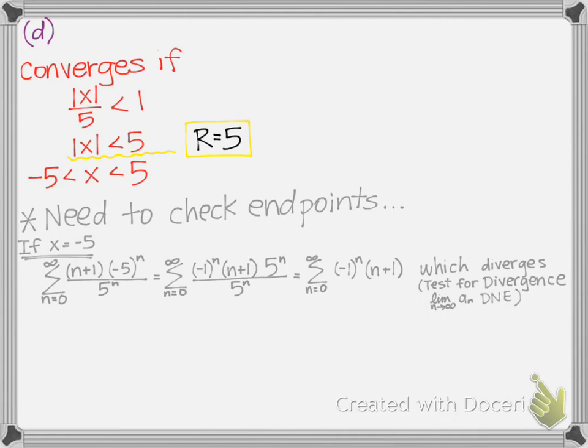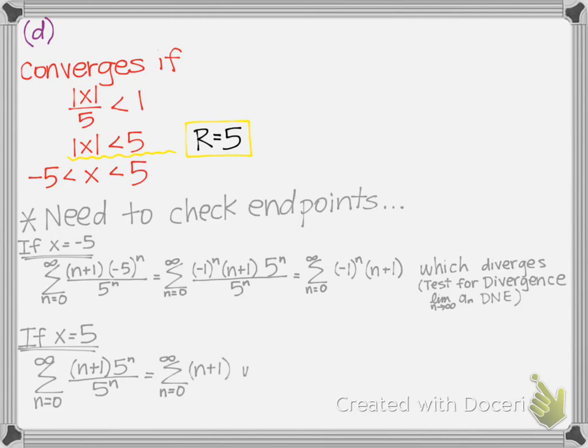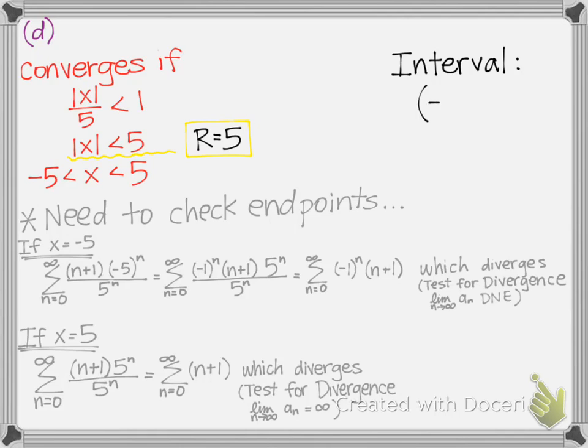So now I need to check for x equal to 5. And if I plug in 5 for x, I get to this, and this will also diverge. And again, this is by the test for divergence. If you take the limit as n approaches infinity of a sub n, you would get infinity. So in this case, I know my interval will not include the 5 or the negative 5.